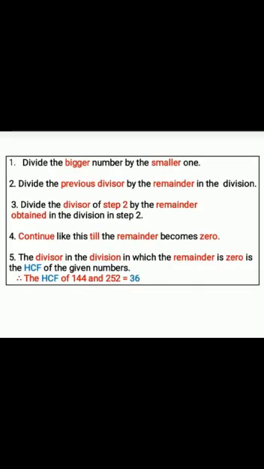So children, for the division method, you have to remember that divide the greater number by the smaller number, then divide the previous divisor by the remainder in the division, and you will continue like this till the remainder is 0. And the divisor in the division in which the remainder is 0 is the HCF of the given numbers.